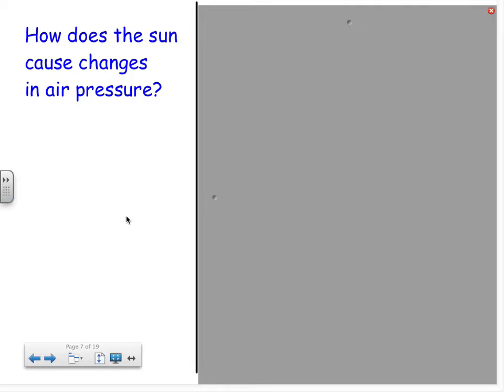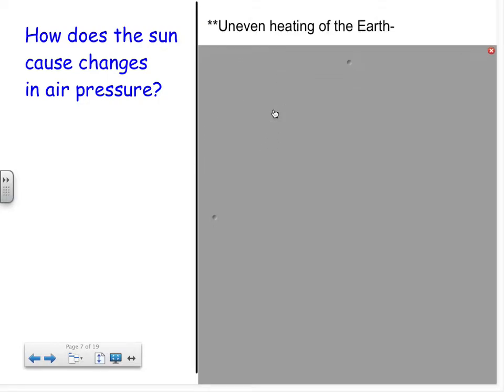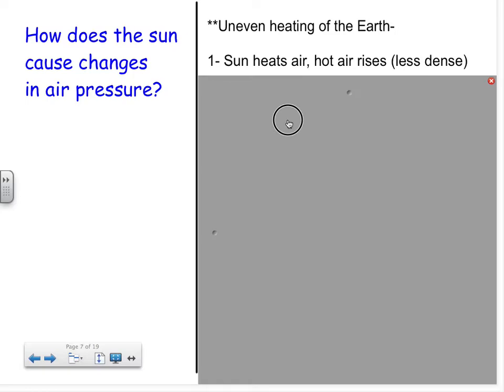The sun causes changes in air pressure, okay? So how does that happen? All right, let's talk. So first of all, we know that when the sun hits the Earth, it doesn't heat it 100% the same all over the Earth, right? We know that it hits directly mostly on the equator and then unevenly, indirectly at the poles. So this creates an uneven heating of the Earth.